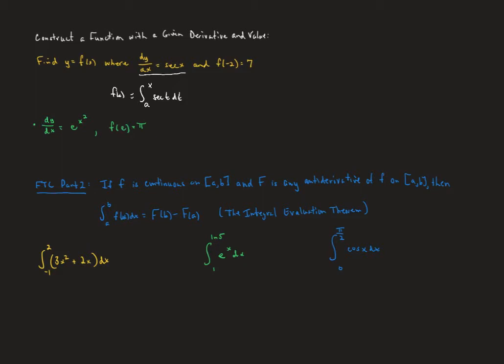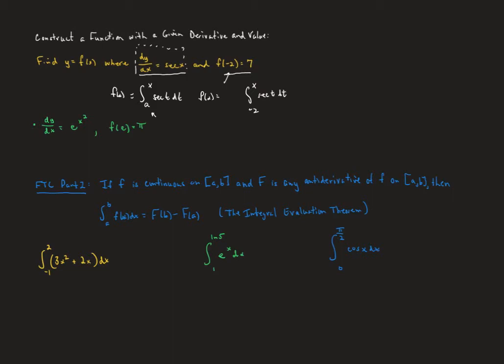Now, can you see that f prime of x is going to be just secant of x? And so we have satisfied this part of the differential equation. Now, we also need to have the evaluation part, that f of negative 2 is 7. So I'm going to choose a value to match that negative 2. So I'm going to say that f of x is going to be the integral from negative 2 to x of secant of t dt.